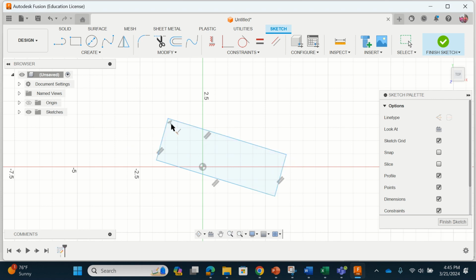Now you'll notice that a perpendicular constraint appeared, and that lets the engineer know that there is a perpendicular constraint between those 2 sides. Now, when I did that, you'll notice that all of the angles became perpendicular or right angles. And that, again, has to do with the properties of parallelograms.